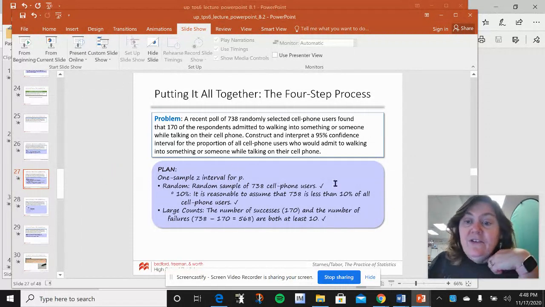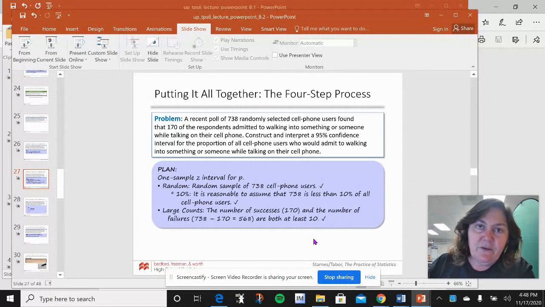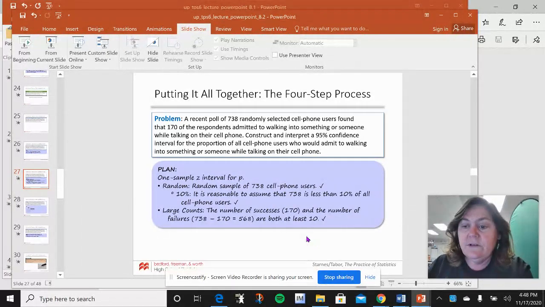You're going to be learning a whole bunch of procedures. This is your first one. So right now, that's not a hard one to answer. Here are 3 conditions. Random: it told us they were randomly selected. 10%: we're going to assume that 738 is less than 10% of all cell phone users. Large counts: then you do your np and your n times 1 minus p.